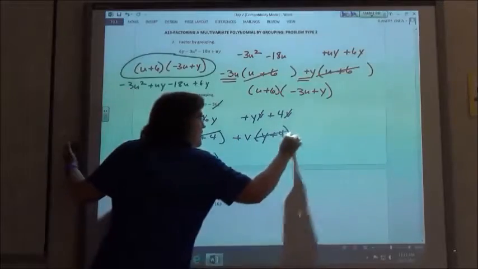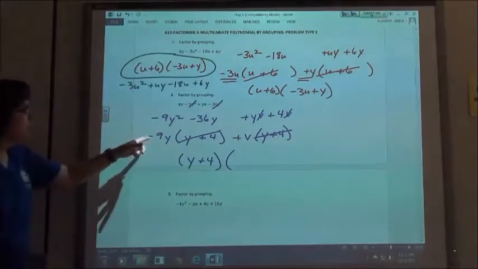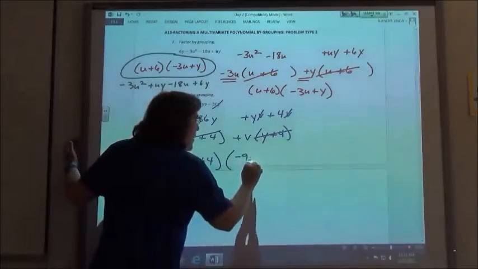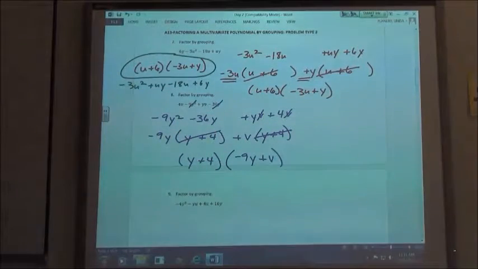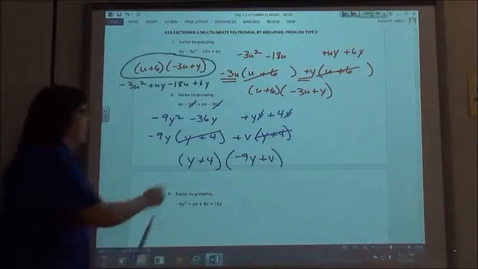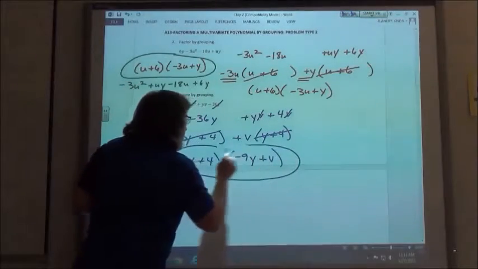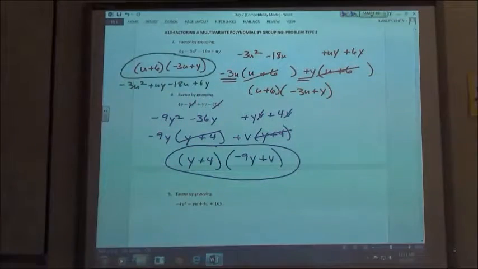If I take that out of each of my terms, my other factor is going to be the negative 9y and the plus v that were out in front of each of those factors. And so y plus 4 times negative 9y plus v is going to be my answer.